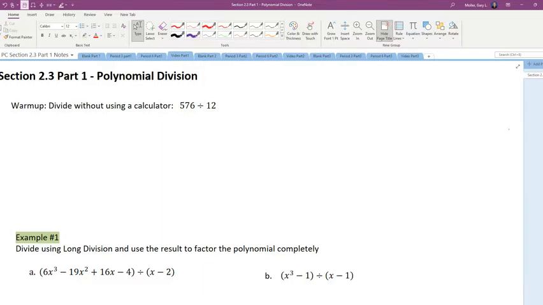In this video, we're going to start section 2.3, which is going to start looking at polynomials in general. We had already talked about quadratics, which are certainly a form of polynomial. But now we're going to look at all of them.